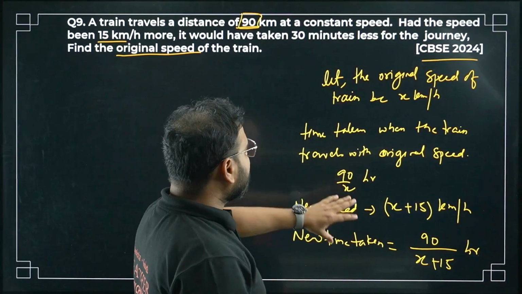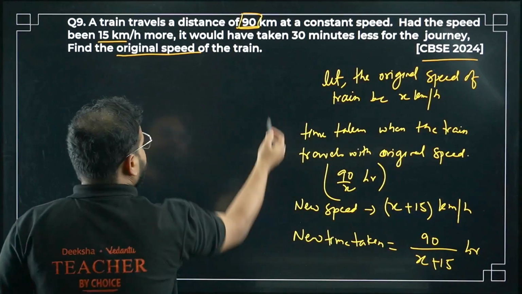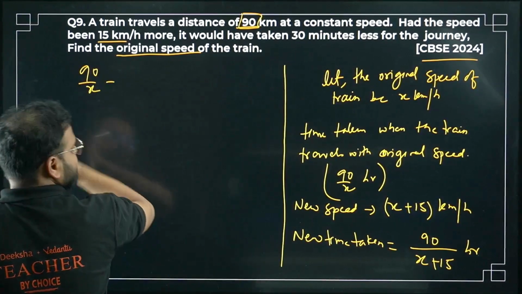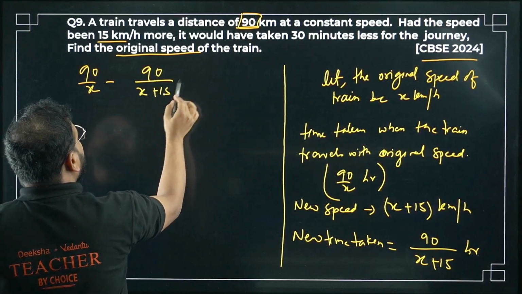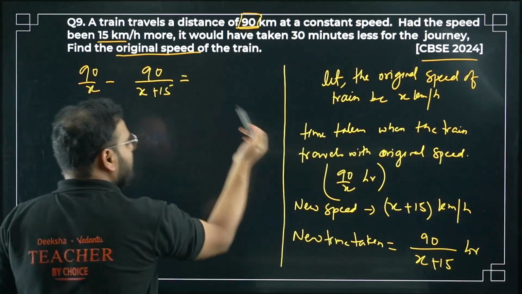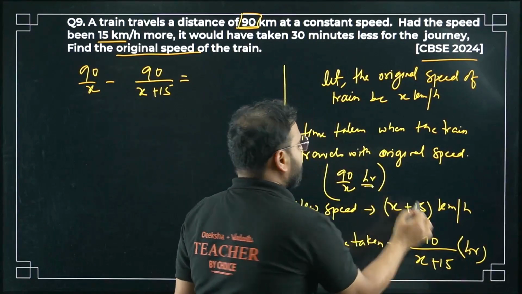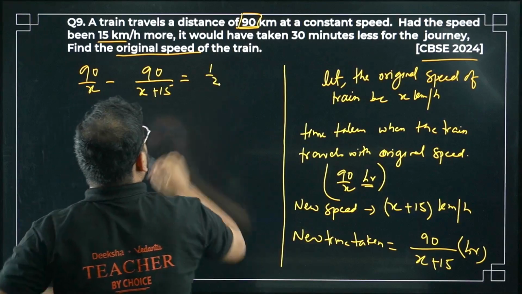Okay. Which is bigger, sir? This is bigger or this is bigger? So this value is bigger. So we'll write here: 90 upon x minus 90 upon x plus 15 is equal to 30 minutes. These two are in terms of hours, sir, so write 30 minutes in terms of hours only: 1 by 2.